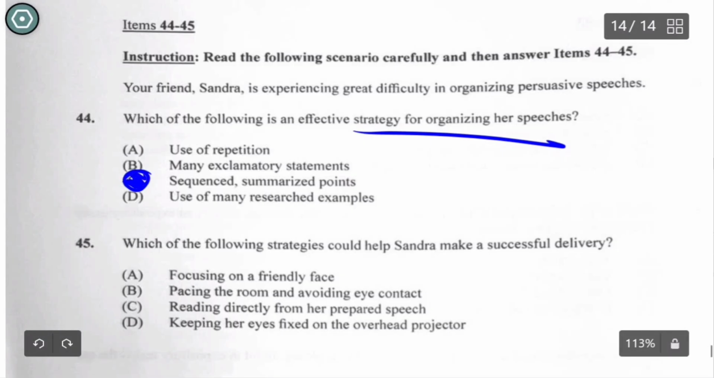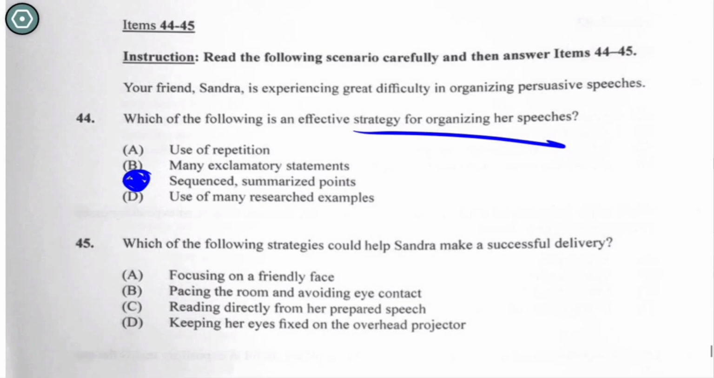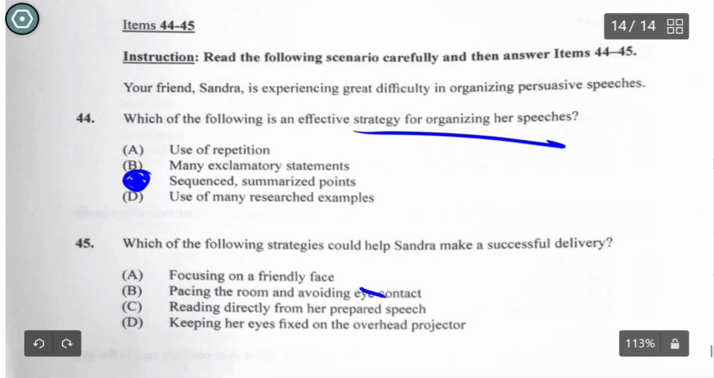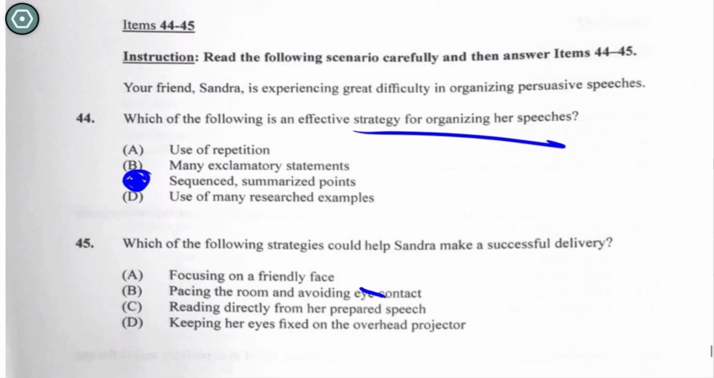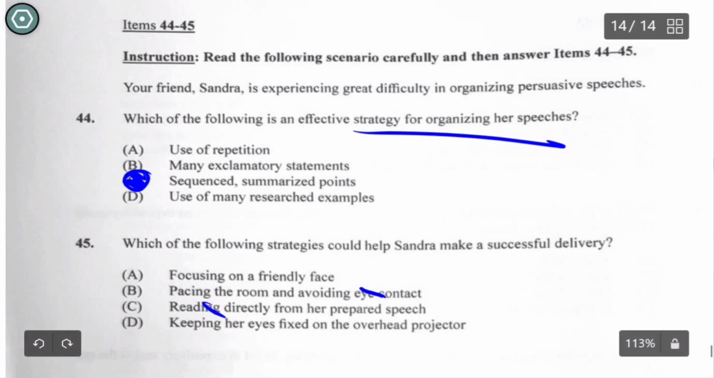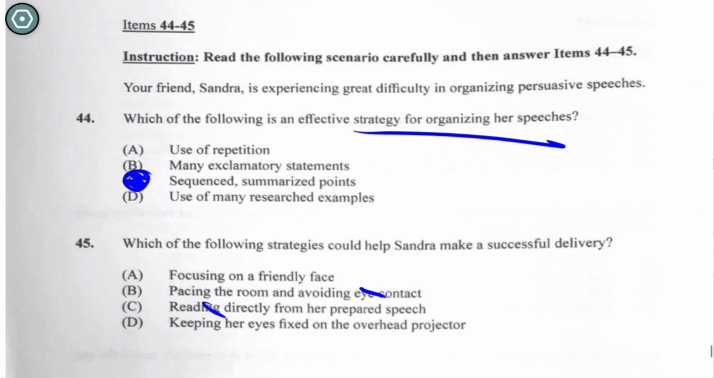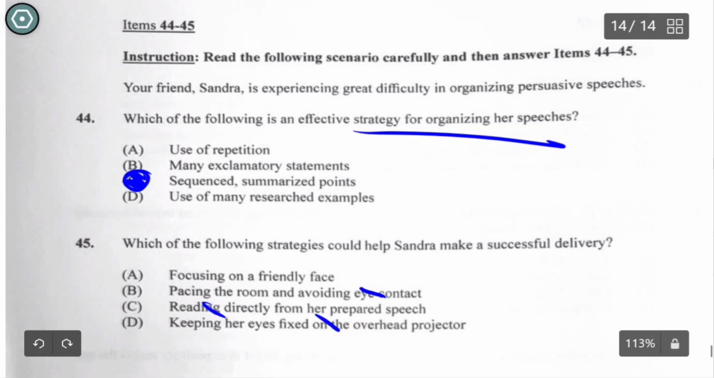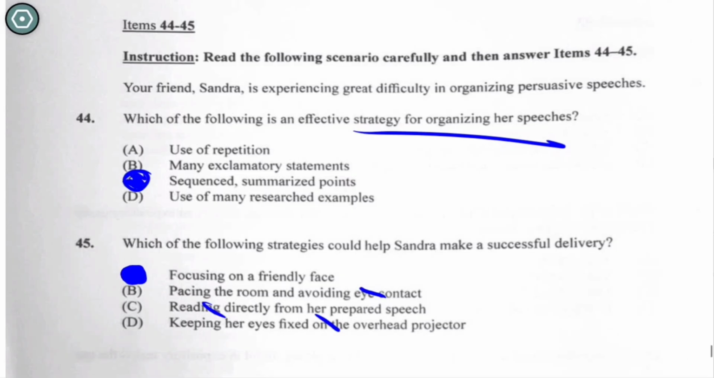Which of the following strategies could help Sandra make a successful delivery? Focusing on a friendly face, pacing the room, and avoiding eye contact. You don't want to do that. That's like a recipe for disaster. Reading directly from her paper, nah. You would disconnect from the audience in that way, and that's not a good thing either. Keeping her eye fixed on the overhead projector, that would probably look weird, and they would probably wonder what is possessing you. So no. So focusing on a friendly face, keep your eyes in the audience. Look at your friend group, let them hype you up.